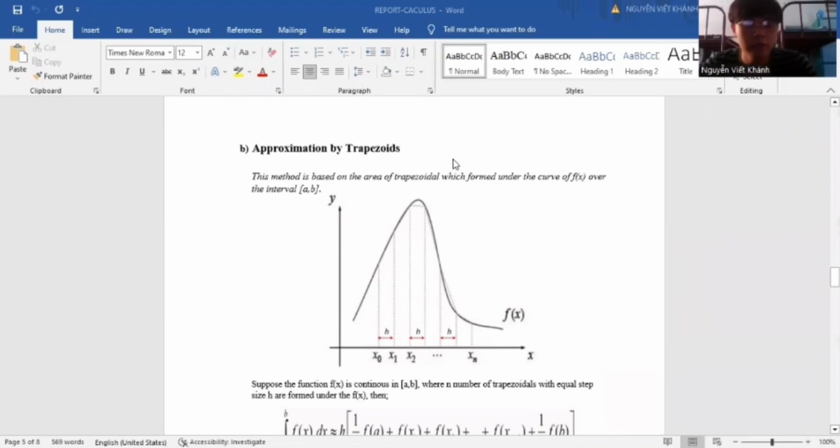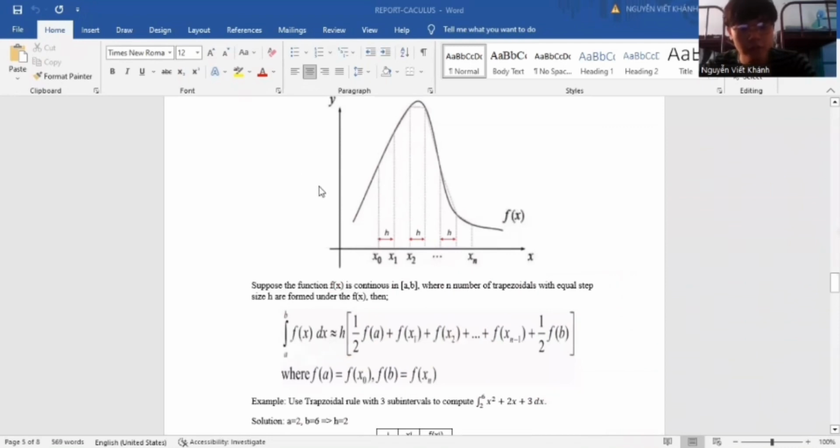Hello everyone, my name is Tan, and my session is approximation by trapezoids. This method is based on the area of trapezoids formed under the curve of f(x) over the interval a to b.